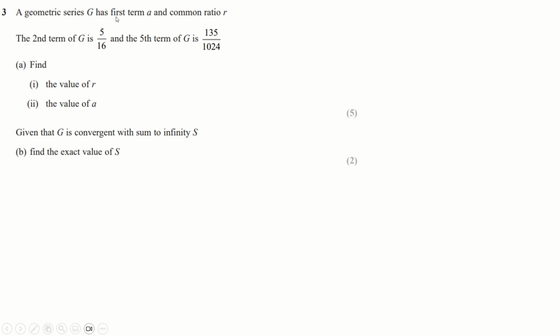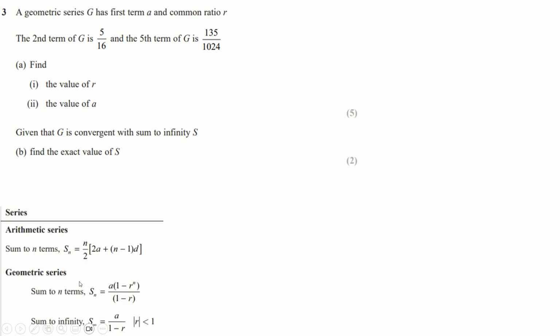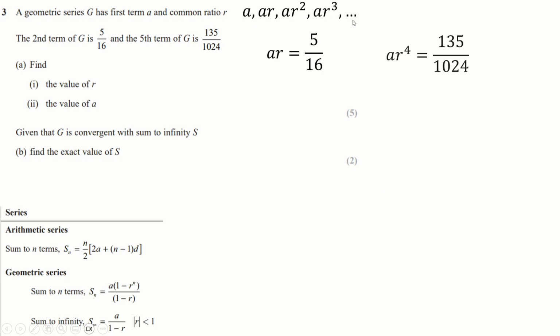Geometric series. So let's immediately get out the stuff to do with series from the formula book, is this. So it starts with a, and then the next term will be ar, because you times it by r, then ar squared, then ar cubed, and so on. So the second term here is clearly just ar, so ar is 5/16. And the fifth term is just going to be ar to the 4, right? 1, 2, 3, 4. Fifth term will be ar to the 4 is this.